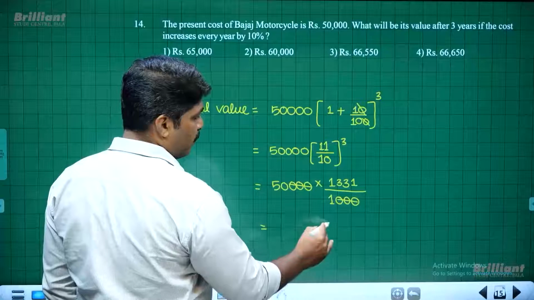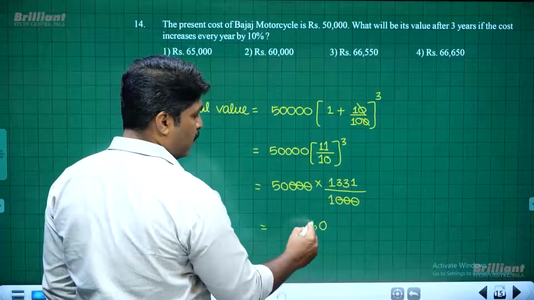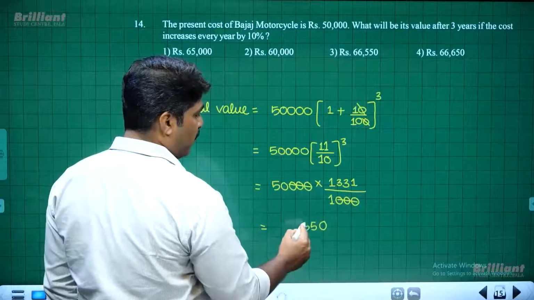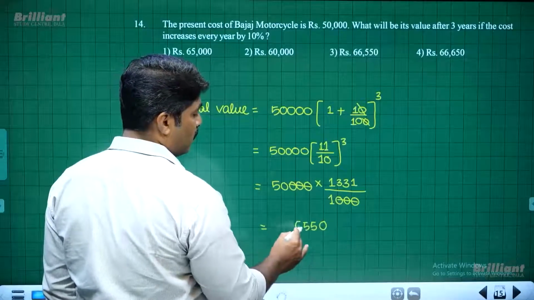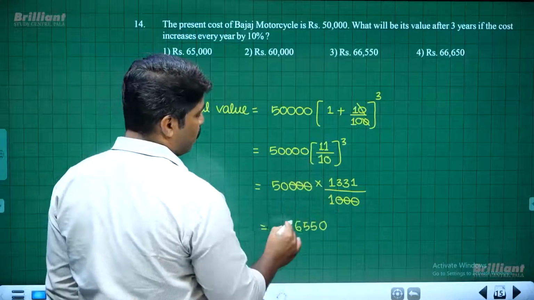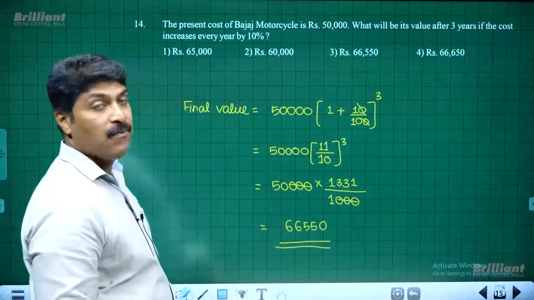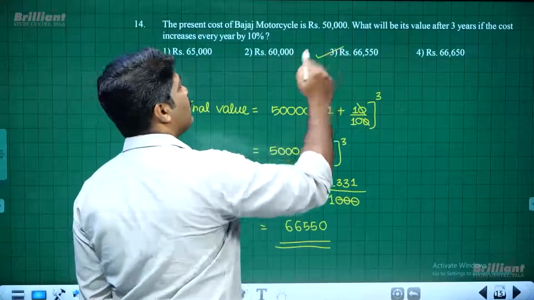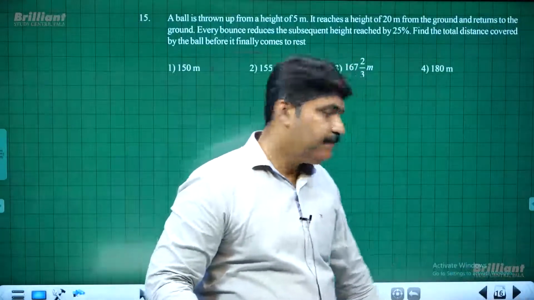We can easily find the answer. Put 1 zero at the end, and just multiply these values by 5. 5 into 3, 15. 1 is there, 5 into 3, 15 plus 1, 16. 1 is there, 5 into 1, 5 plus 1, 6. So the answer is 66550. So the answer is option 3. Then move to the next question.